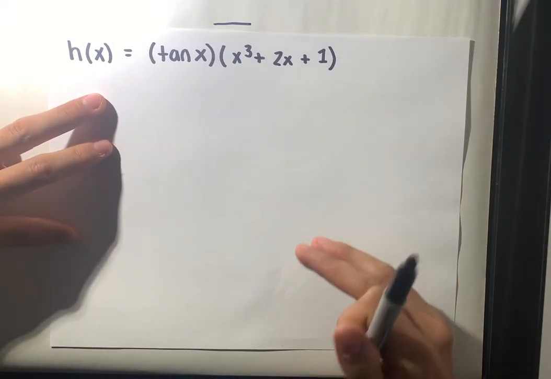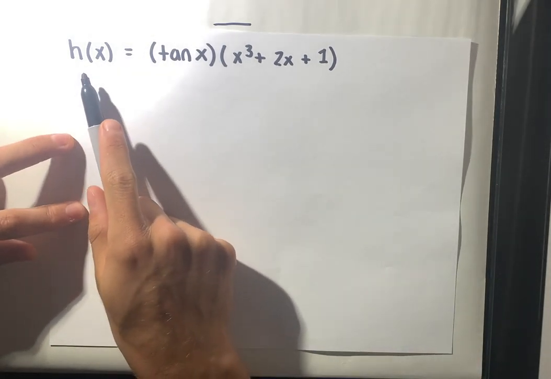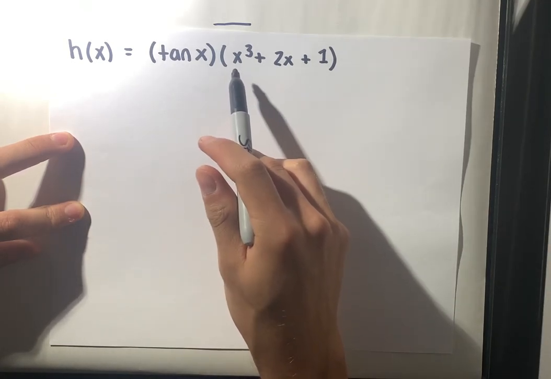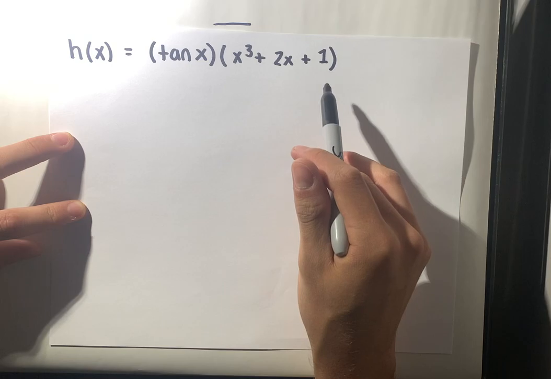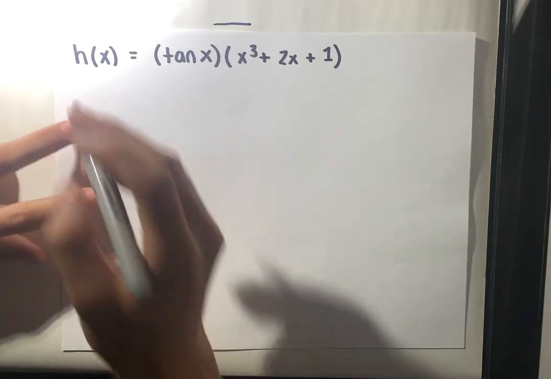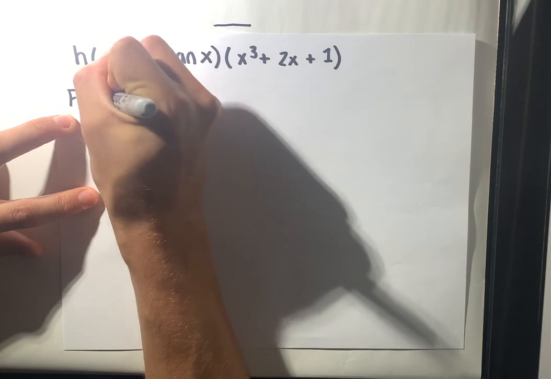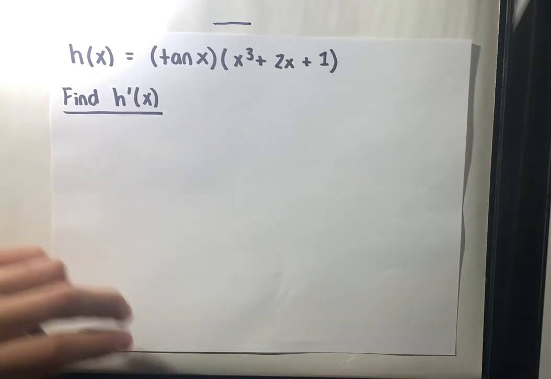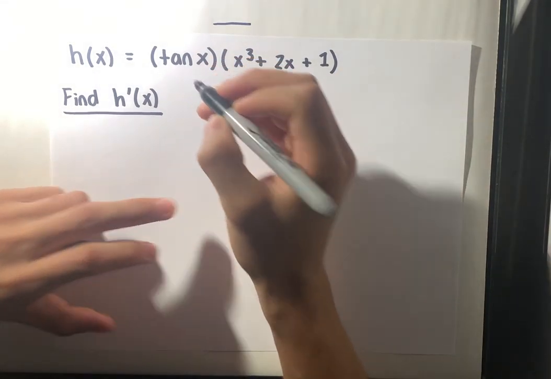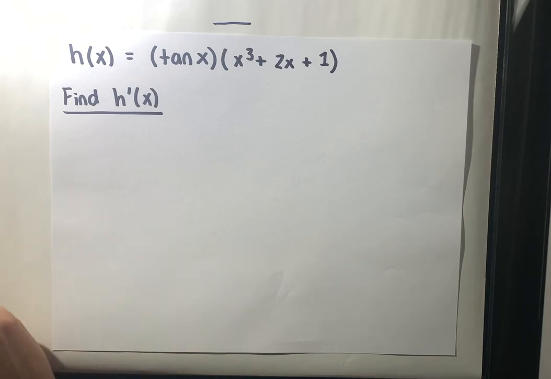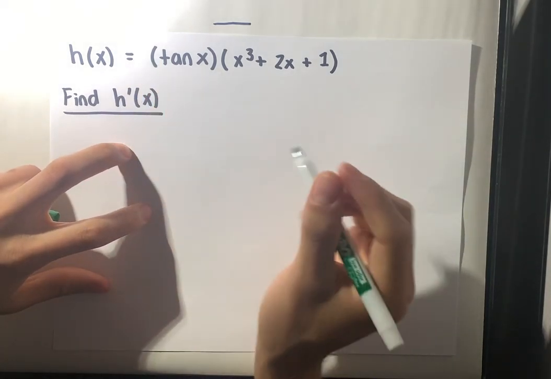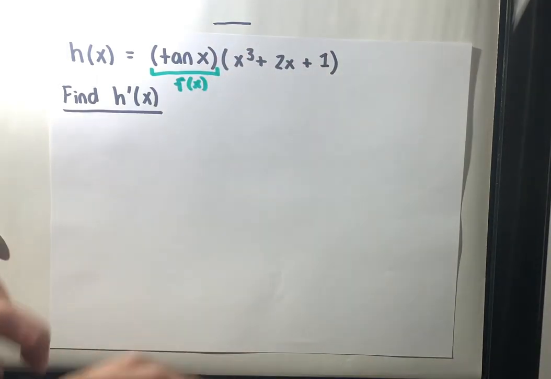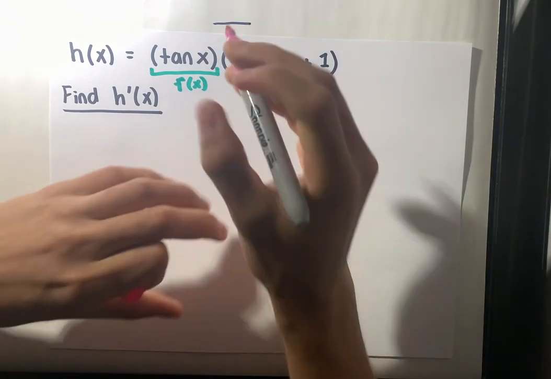The next example is the function h of x is equal to tangent of x multiplied by x cubed plus 2x plus 1. So let's say I wanted to find the derivative of the function h of x. Okay, so let's do it. Let's first identify what are the 2 functions, and in this case it's quite easy due to the parentheses. So this first one is f of x. And let's name this second one g of x.